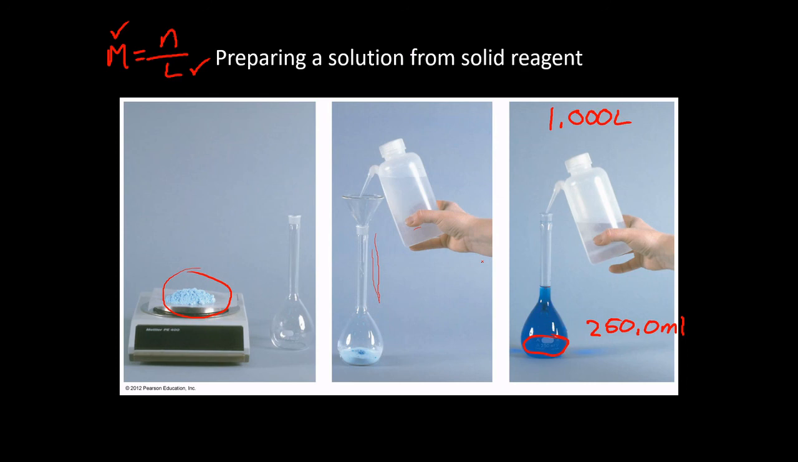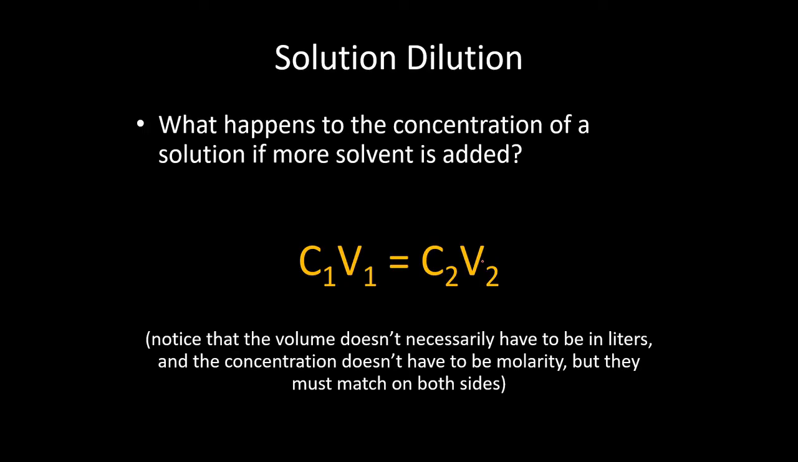But that is how you would make a solution. Figure out how much of the solid you need, put it into a flask that measures the volume you want, and then using several steps, add the water until you get to that volume. And that's how you would make a solution from pure reagents.